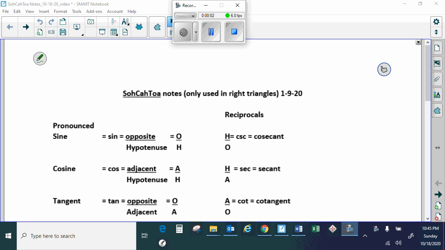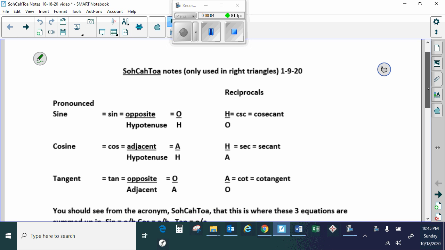Okay, students, today is SohCahToa, trig, basics of trigonometry. Okay, you'll do a lot of this in Algebra 2 and Pre-Calc, Calc. We'll do it possibly at the end of this year as well. SohCahToa is an acronym. The capital letters stand for trig function.